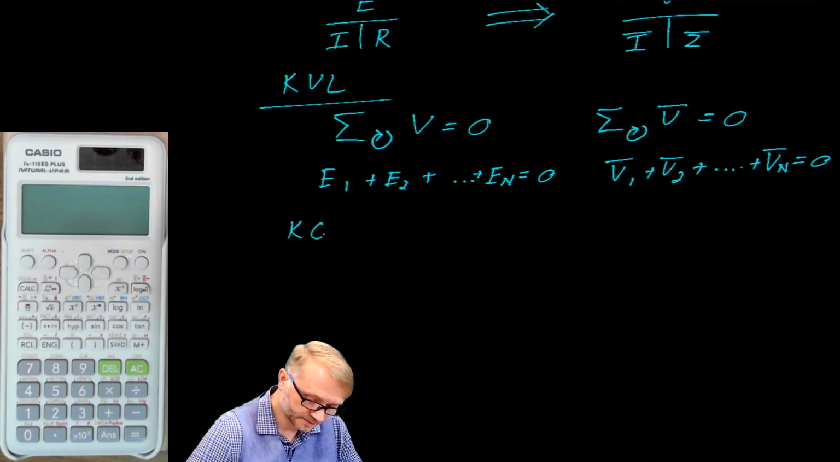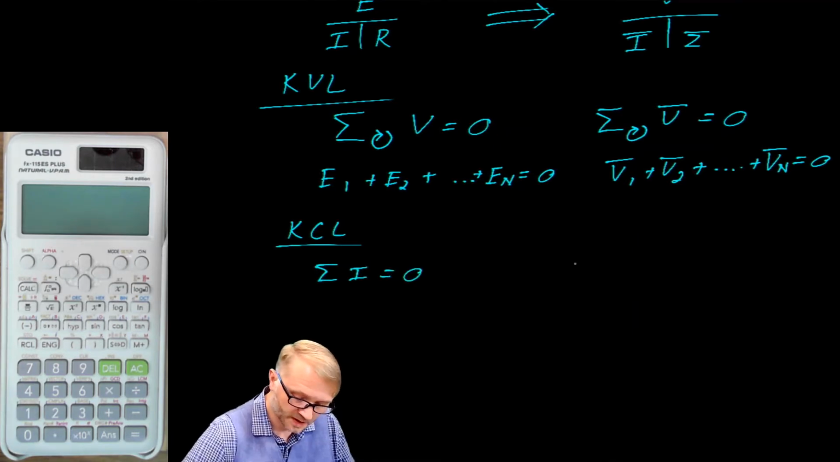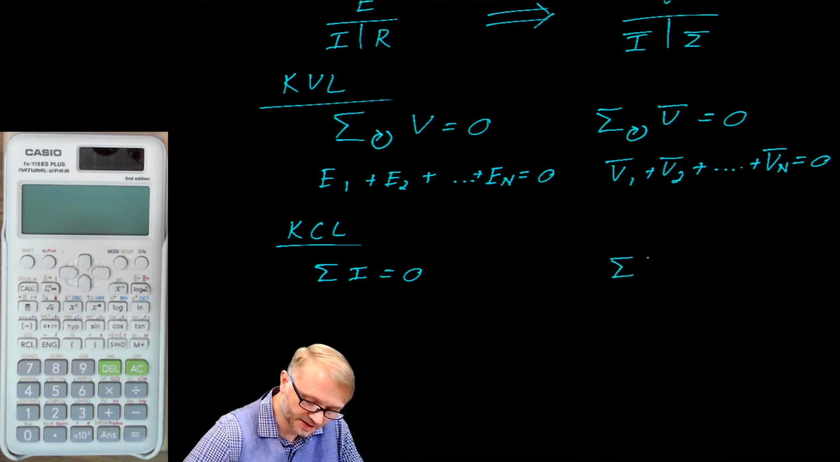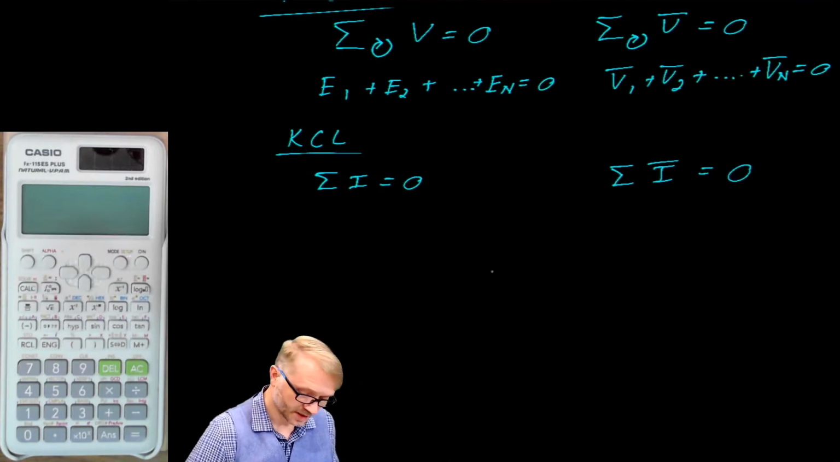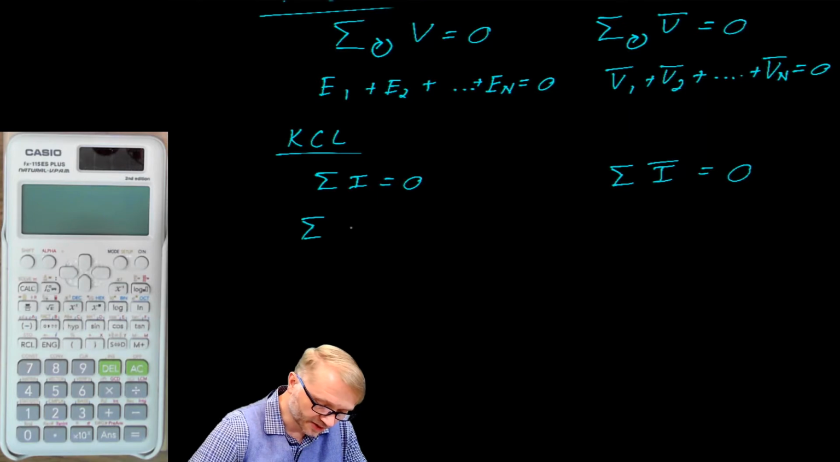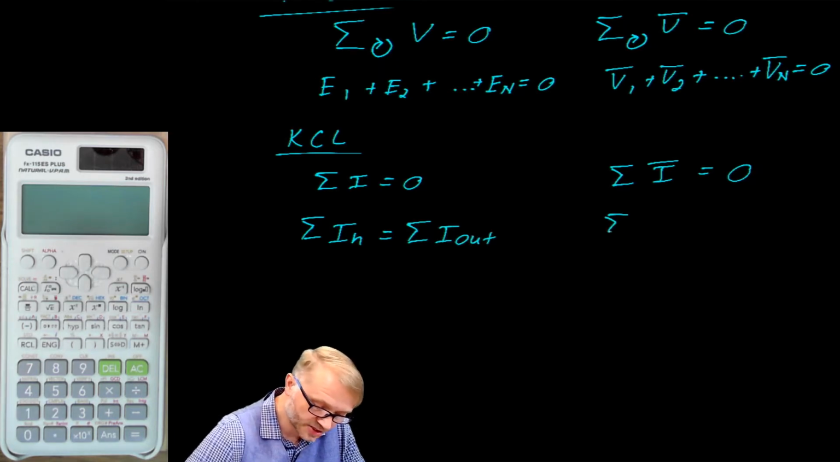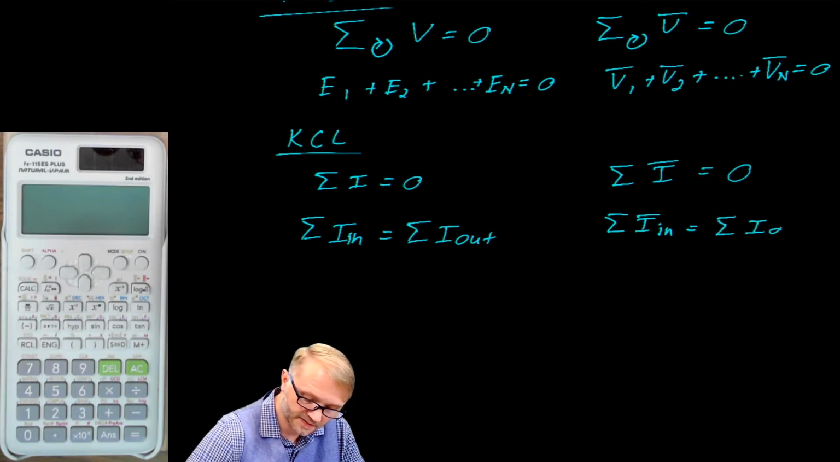Kirchhoff's current law tells us that the summation of the current is equal to 0. On the AC side of the house, the summation of the current vectors is equal to 0. And we can write that another way where we say the goes intos has got to equal the goes outas. Likewise over here, the summation of the current vectors leading into a node is equal to the summation of the current vectors leaving that node.